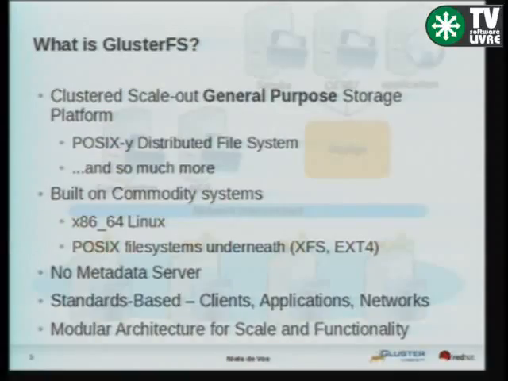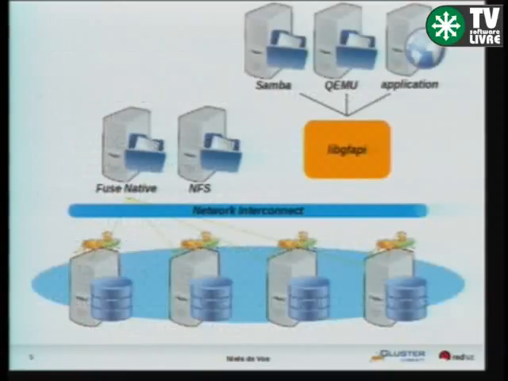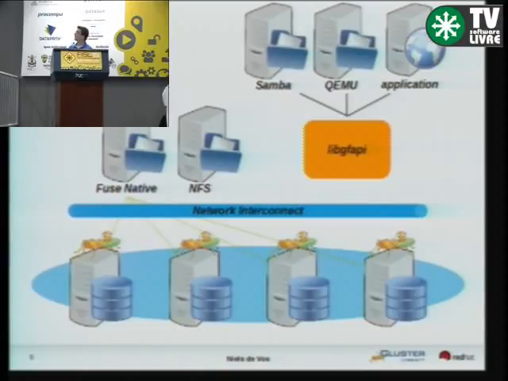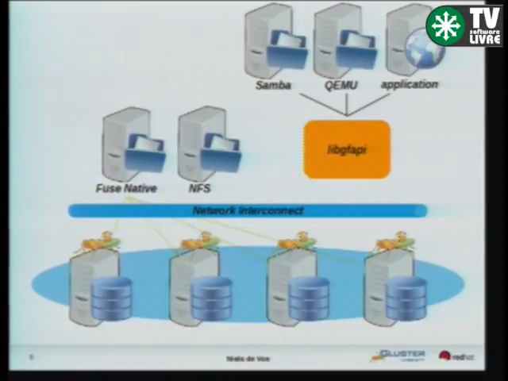This is the diagram of how Gluster interacts. You can mount over Fuse, which is a file system in user space. It's a user space application that provides access through the local file system. You can mount over NFS, and these clients will connect to all the storage servers directly.